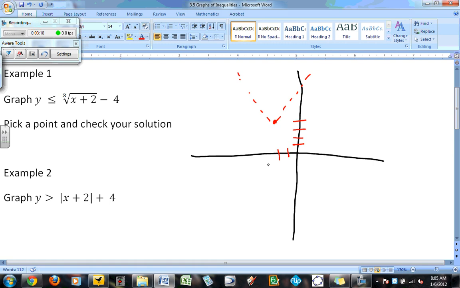Again, pick a point not on the graph. I'm going to pick 0, 0 because it's a very easy point, and it's not on the graph. Is 0 greater than the absolute value of 2 plus 4? The absolute value of 2 is 2, plus 4 is 6. Is 0 greater than 6? Well, no. So outside of this graph is not shaded, but inside of this graph has to be shaded.